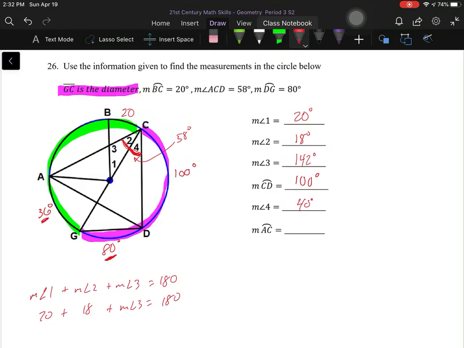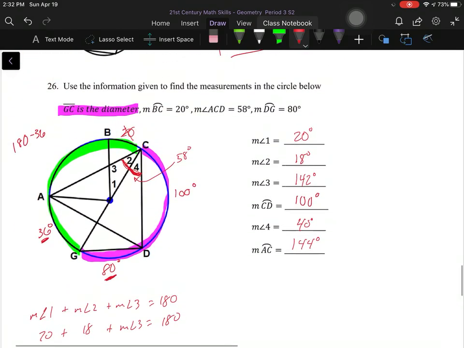So anyway, back to this. So we got 36 degrees, so it's 180. I don't need that 20 anymore because I'm just finding AC. So 180 minus 36 is going to be 144 degrees.